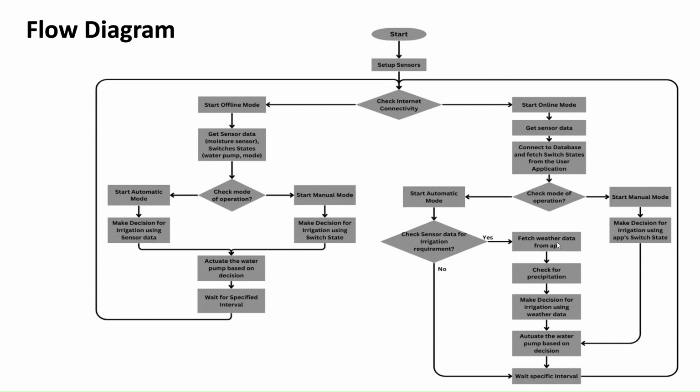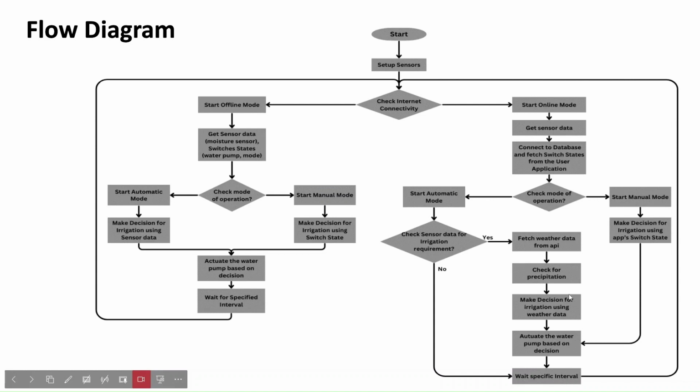then the controller fetches weather data from a weather API. Then it checks for precipitation for the upcoming 10 hours. If there is any precipitation, then irrigation is avoided. If there is no precipitation or no source of water, then it starts the irrigation process by actuating the water pump. Or if the mode of operation is manual mode, it again checks only the switch states of the app, and it again reflects back in the actuation part of the water pump, and it again waits for a specific interval for the next iteration.